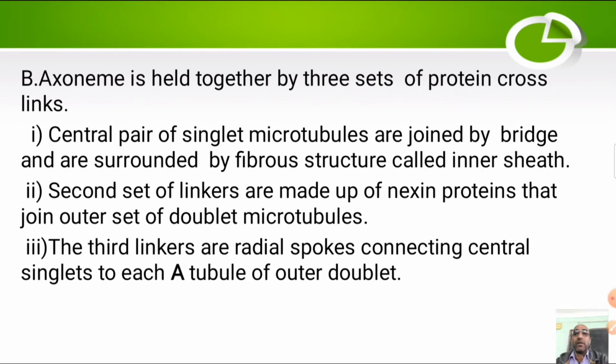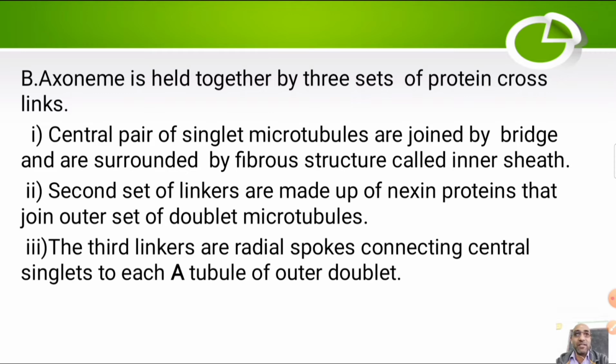Now, this axoneme is held together by 3 sets of protein crosslinks. Okay, 3 sets of protein crosslinks fix or hold this axoneme together. What are those? Let us consider the first one. The central portion is occupied by 2 or pair of singlet microtubules. I have already discussed about it.